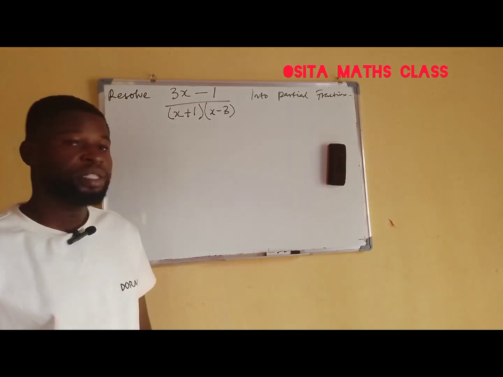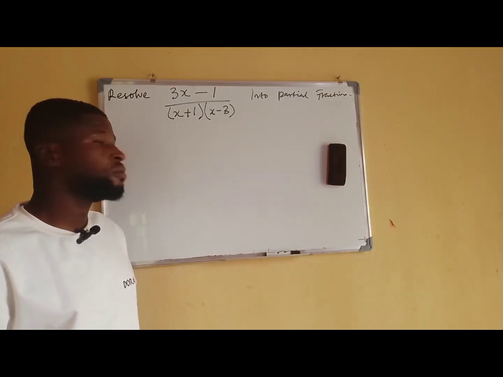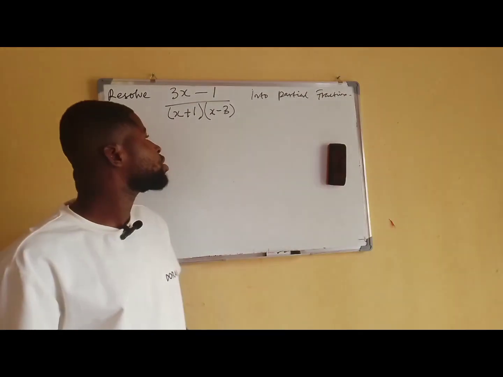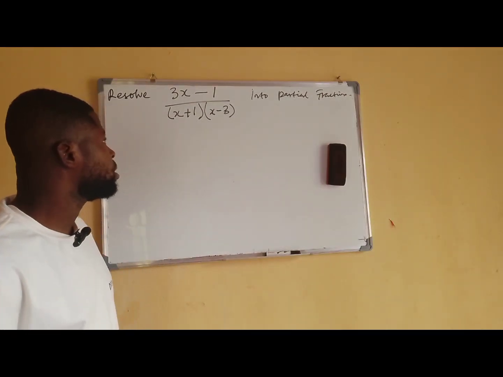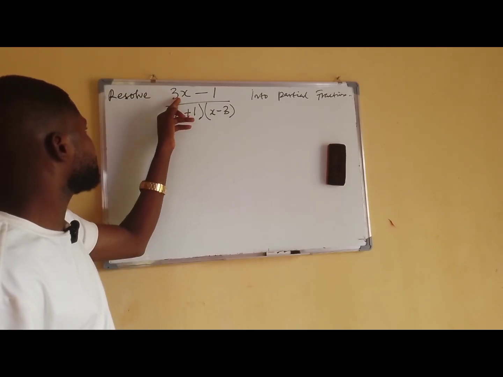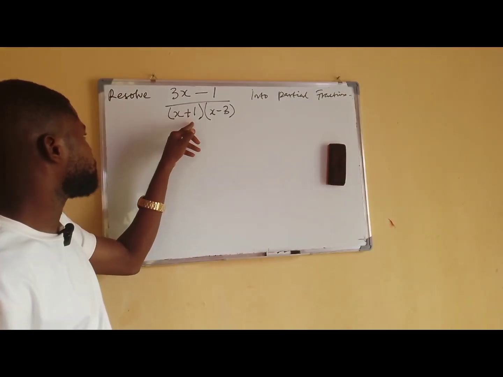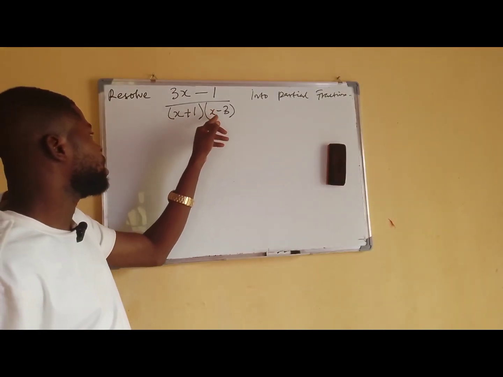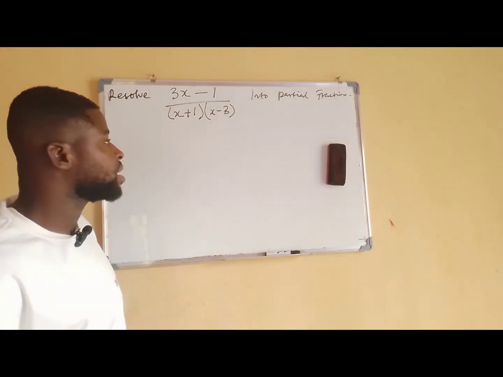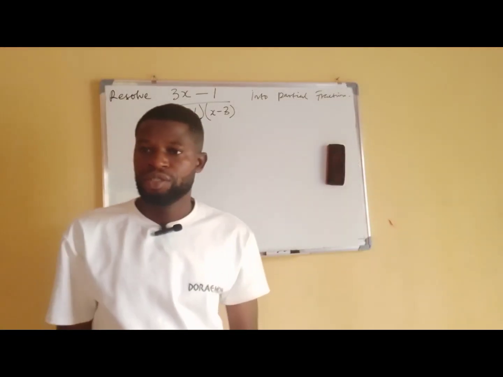Good day, viewers. Today I will be teaching you how to solve partial fractions. The question says resolve (3x - 1) over (x + 1)(x - 3). I say resolve this into partial fractions.